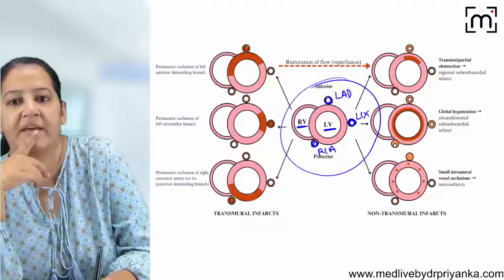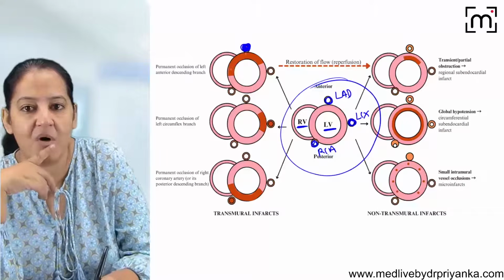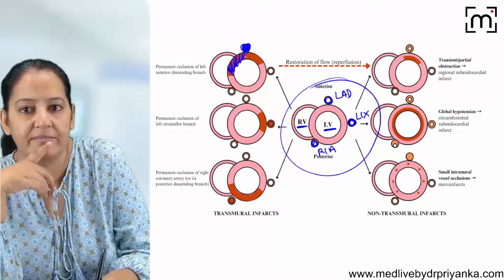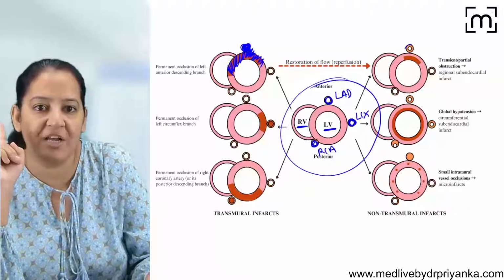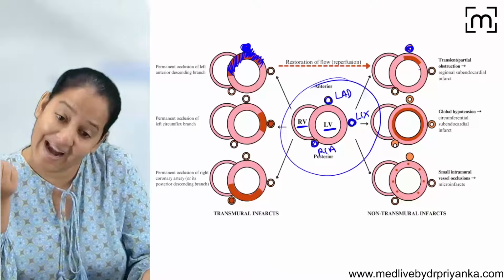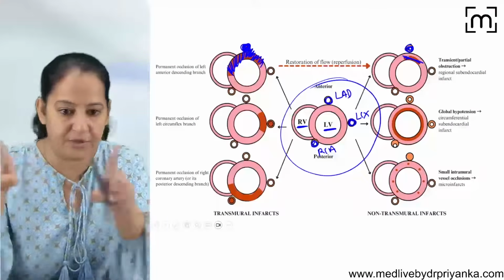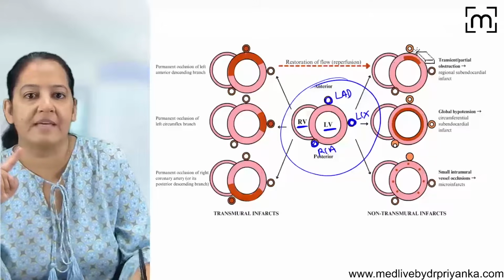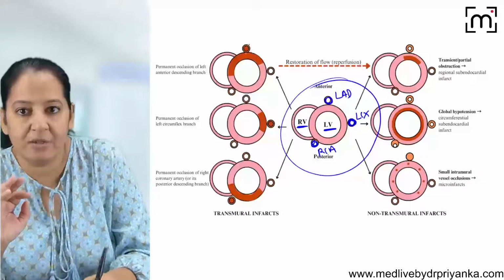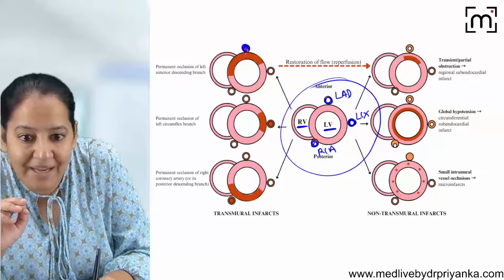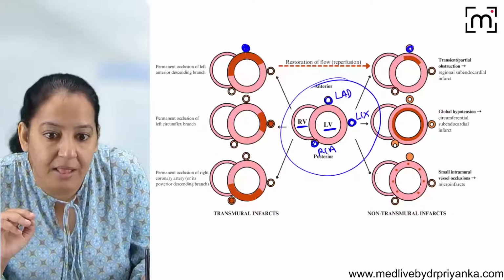See the complete. Now here LAD is completely obstructed. So what is happening? There is transmural infarct of the anterior wall. If LAD is partially obstructed, there is only the anterior wall which is infarcted, but it is subendocardial. Now see the difference between the 2 diagrams. In both these diagrams, LAD is obstructed, and the other 2 are patent. Here LAD is obstructed, but it's complete. Here also LAD is obstructed, but it's partial.